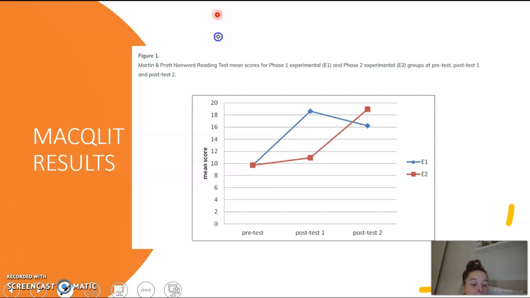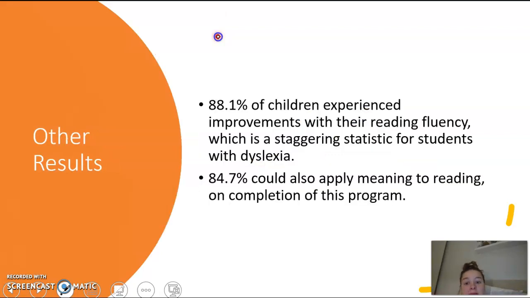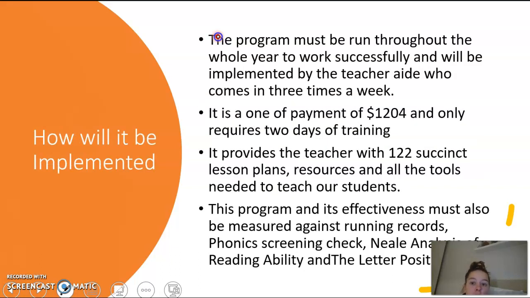Other results of MacqLit include 88.1% of children experienced improvements with their reading fluency, which is a staggering statistic for students with dyslexia. 84% could also apply meaning to reading on completion of this program. So, how would this program be implemented?